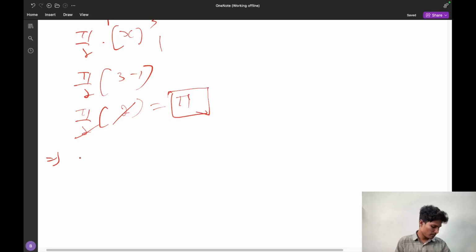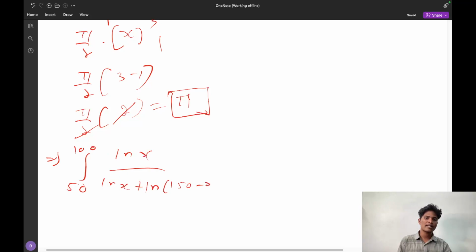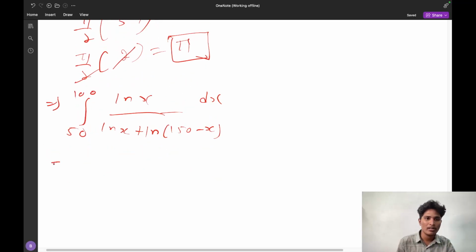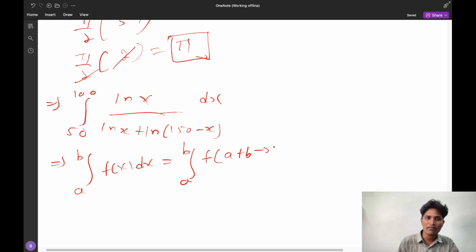Now another question: the integration from 50 to 100 of ln x divided by ln x plus ln of 150 minus x, this entire thing into dx. Now comes the important property, I think it is called the Bahubali property. The integral from a to b of f of x dx can be written as the integral from a to b of f of a plus b minus x dx. We can use this one.